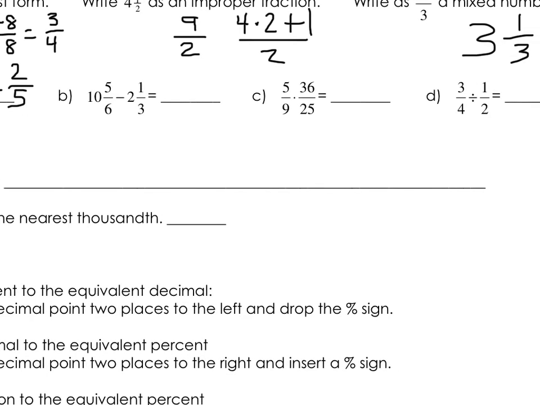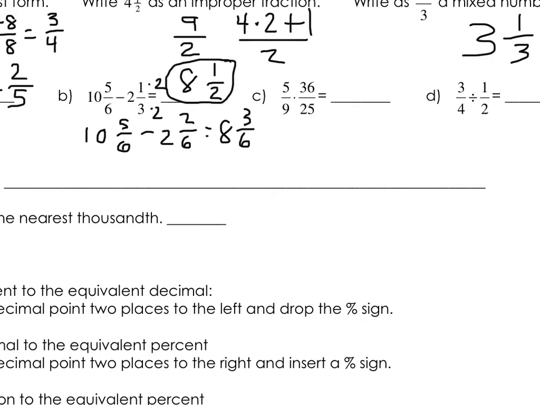10 and 5/6 minus 2 and 1/3. We need to be able to manipulate fractions. So we need a common denominator of 6. We need to fix this fraction so that it has 6 in the denominator. That gives us 10 and 5/6 minus 2 and 2/6. It's going to be 8 and 3/6. What is 3/6? That's the same thing as 1/2. So our final answer is 8 and 1/2.